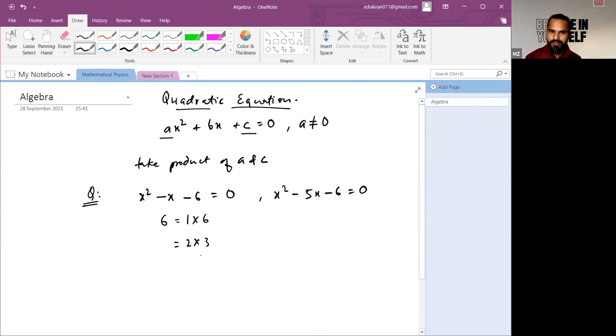Just move to the other factor. We have 3 and 2. If you take plus 3 and minus 2, or if you take plus 2 minus 3, whether it will be equal to this particular term or not? Yes, it would be. So we can rearrange this term as x squared minus 3x plus 2x minus 6 equals 0. Is it clear?